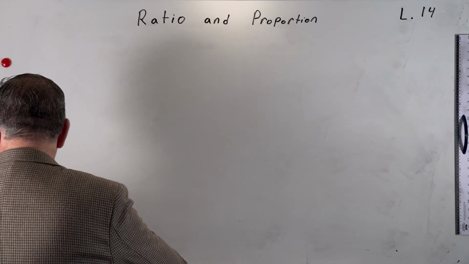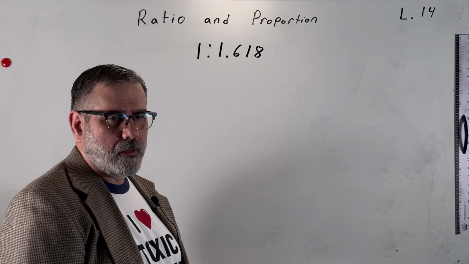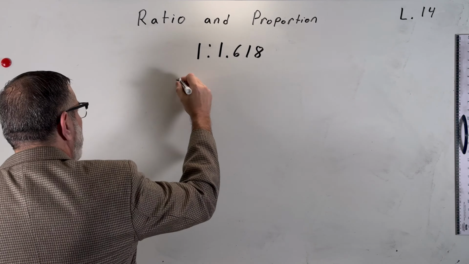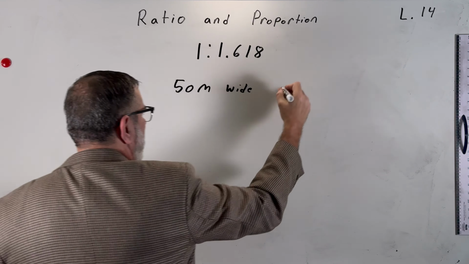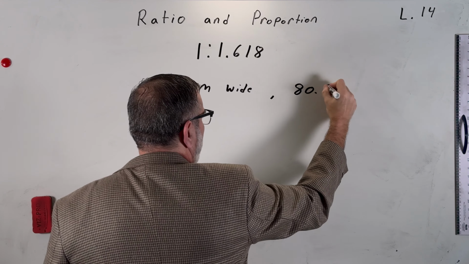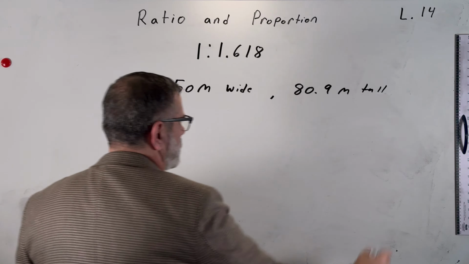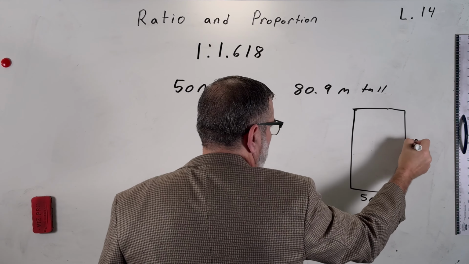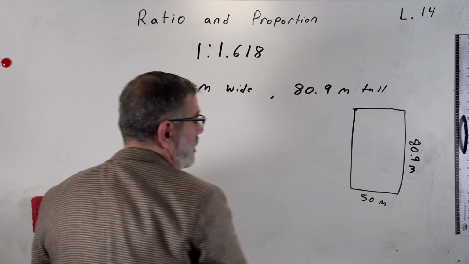The ratio is 1 to 1.618. Now, the building in question, if I remember correctly, is 50 meters wide and 80.9 meters tall. So 50 meters, 80.9 meters.